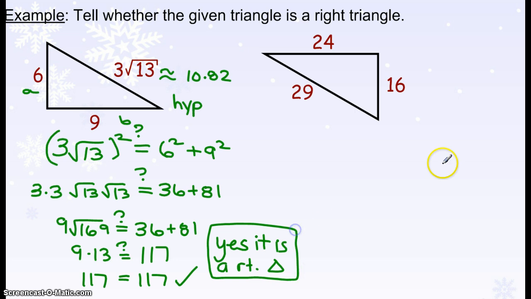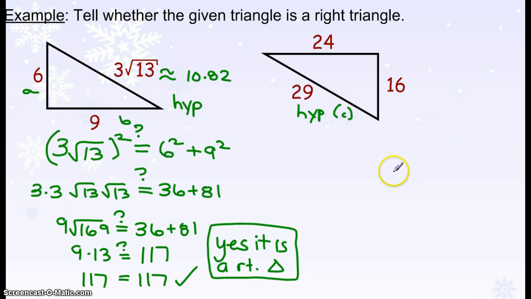Yay! All right, so now we're going to try this other one. So same thing, guys. Don't ever just make the assumption that this is your right angle. You always want to take a look at your side lengths. 29 is my biggest side, so that has to be my hypotenuse or my C.